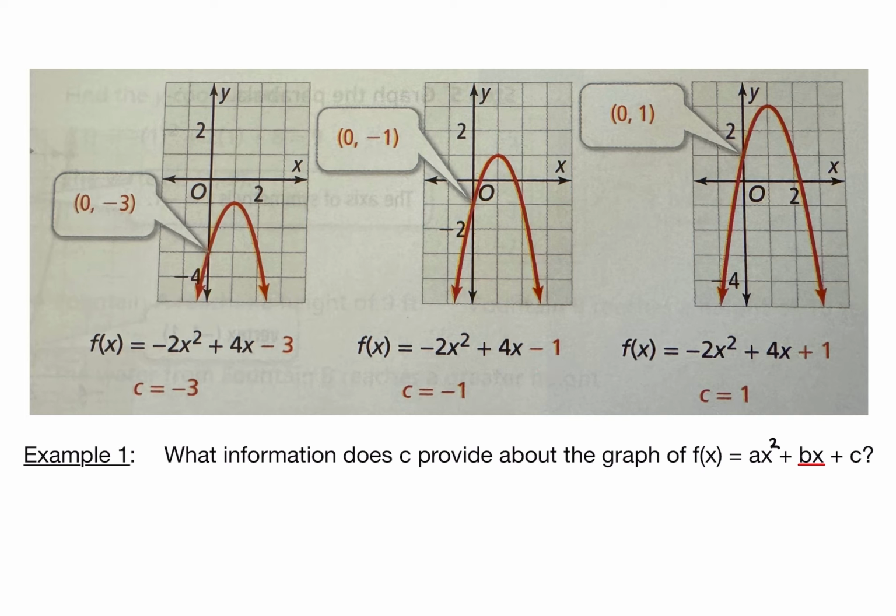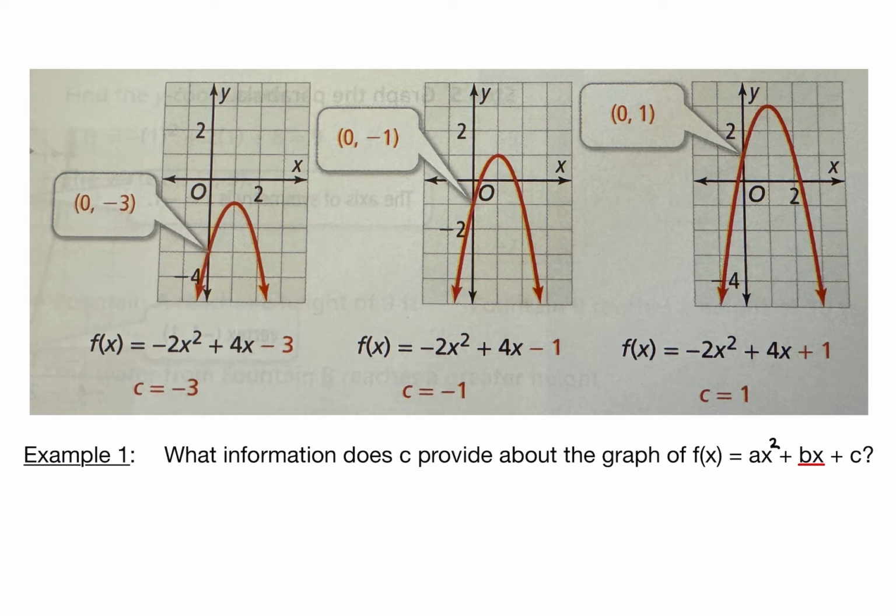And then in this third example, we have -2x² plus 4x, and this time it's +1. So my c is equal to 1 this time. And if you take a look at this graph of the parabola, it intersects the y-axis here at (0, 1).